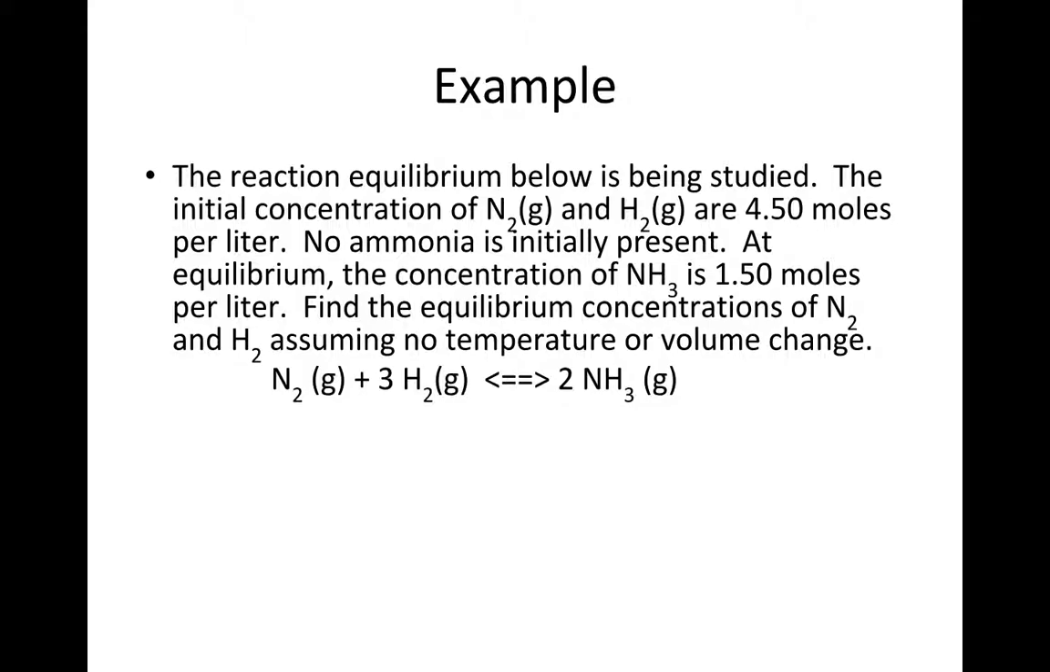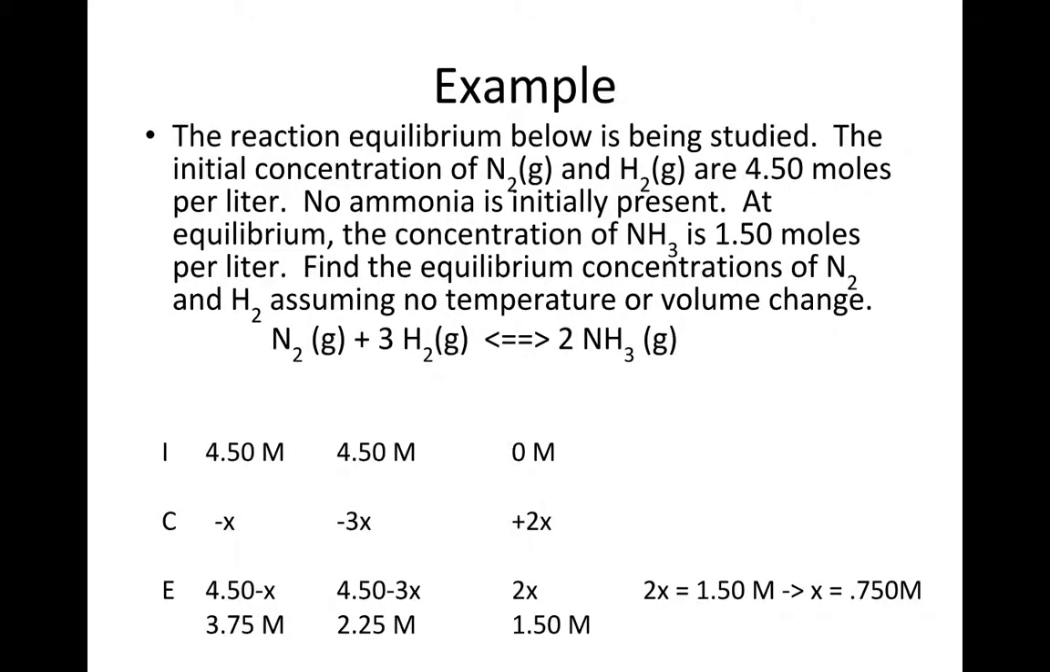Notice the unit, moles per liter, concentration. No ammonia is initially present, so we don't have any ammonia in the container at the beginning. So at equilibrium, it says that the concentration of NH3, because we have reached equilibrium, is now 1.50 moles per liter. So let's find all the concentrations of N2 and H2 if we assume no temperature or volume change, no external perturbations. So to work this problem, I would set up an ICE table like this.